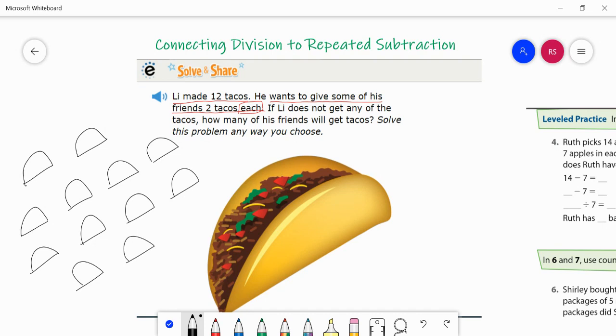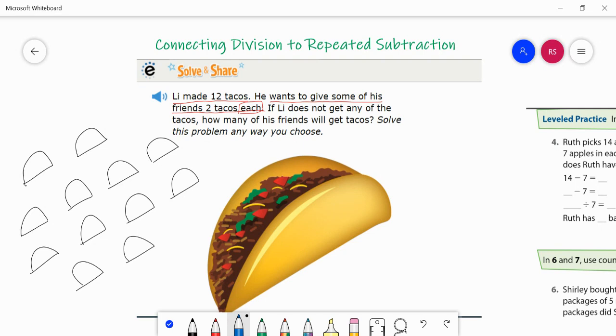Okay, so let's just go ahead and think about this. If I want to give 2 tacos to each friend, let's make groups of 2. So I'm going to circle my groups of 2. I'm actually going to pause, and I want you to pause this video for a second, and make sure that you have this drawn out somewhere, whether it's on a whiteboard or on your piece of paper that's in front of you. So if you don't have a piece of paper, go ahead and pause this video, go grab one, draw your 12 tacos, and then hit resume, and we will put them into equal groups.